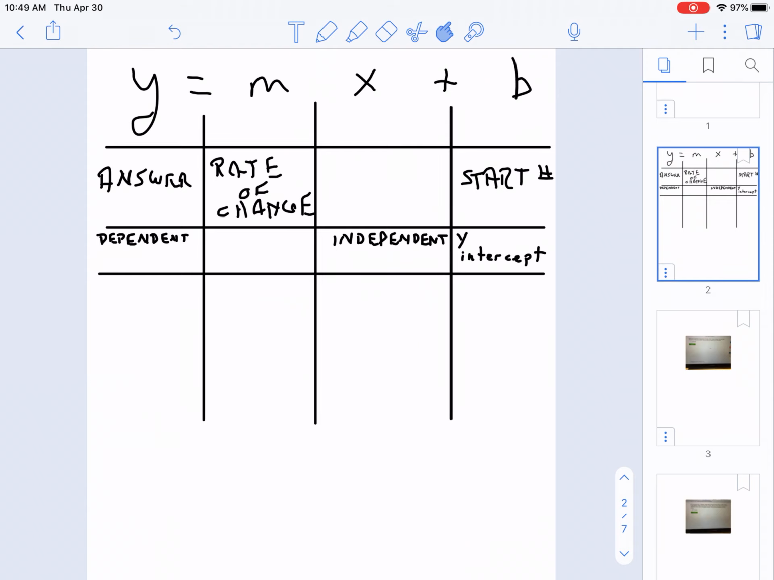Okay, for review, in order to solve word problems, we're going to be using the equation y equals mx plus b. So y is your answer, m is the rate of change, or the slope. x is the independent variable, and b is the y-intercept, or the starting number.